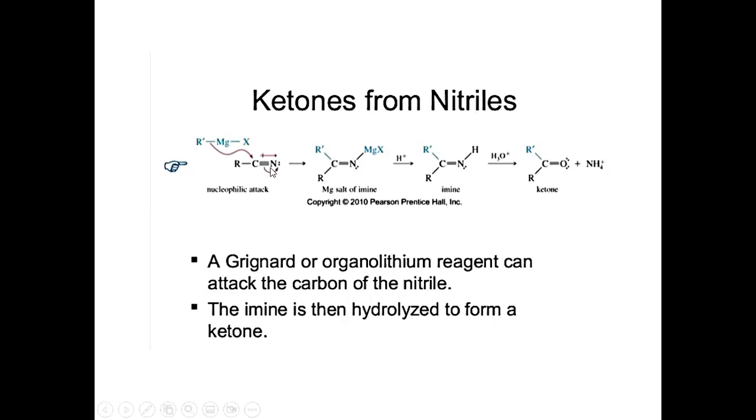So this is a Grignard or organolithium reagent, which can attack the carbon of the nitrile. Then the imine is hydrolyzed to form a ketone. It becomes a magnesium salt of the imine, and then becomes an imine with the hydrogen and hydrogen ion, and lastly becomes a ketone and releases ammonia.